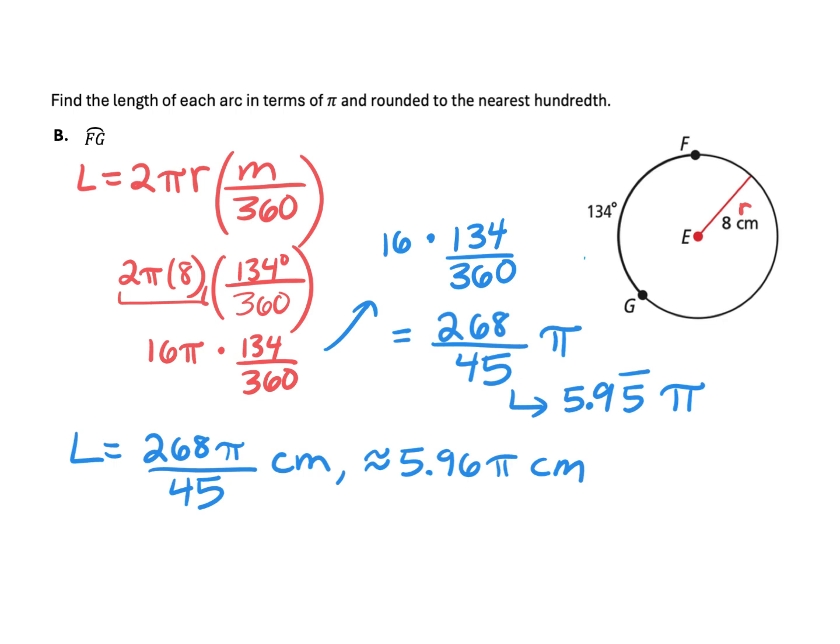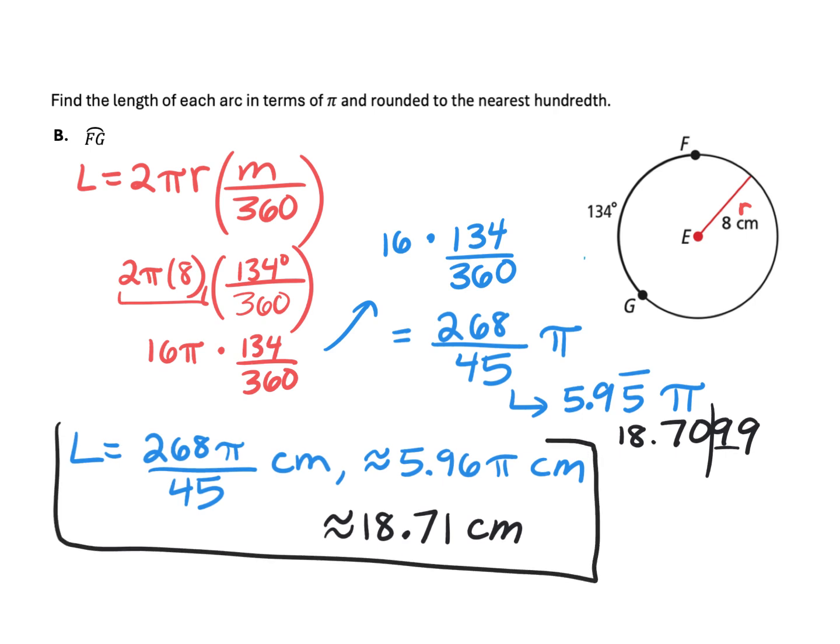And the calculator will give us, when we use the pi button, 18.7099. Rounding to the hundredth, we have 18.71. And there's our arc length.